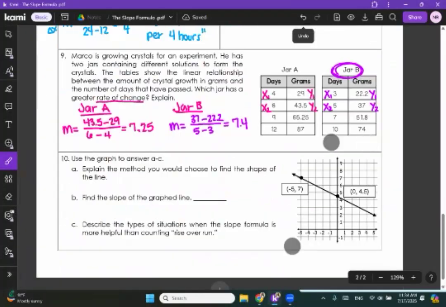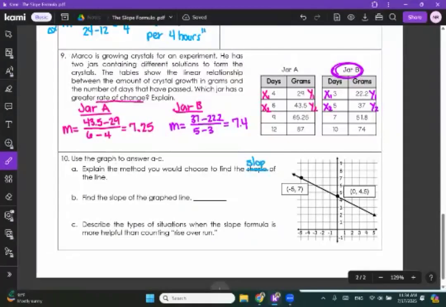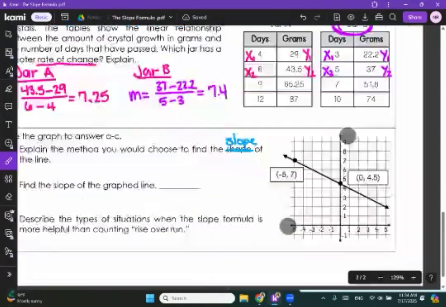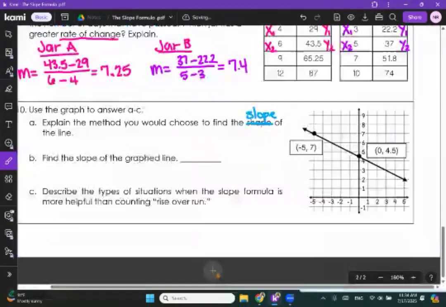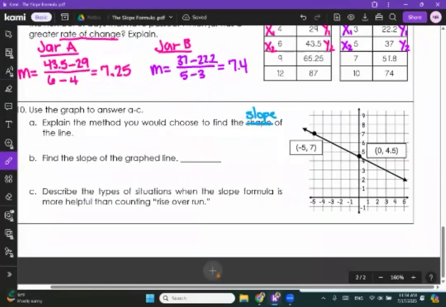All right, use the graph to answer A through C. Explain the method you would choose to find the slope of the line. Not the shape of the line, find the slope of the line. That's supposed to say slope. Microsoft Word probably just fixed that for me. Which method would you use? You're given 2 points, so you could use slope formula. But remember, if you're provided a graph, the easiest thing to use is rise over run.